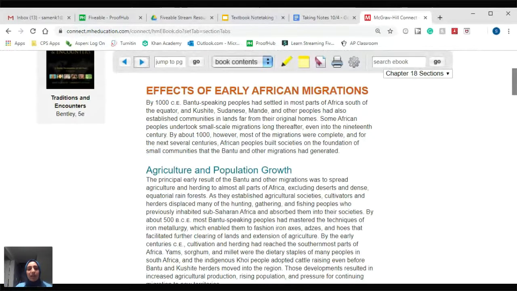So if you had to pick possibly 1 or 2 things from this small paragraph right here, what would you say that we should take notes on? What do you think is one of the most important things here that we should write down in our notes?